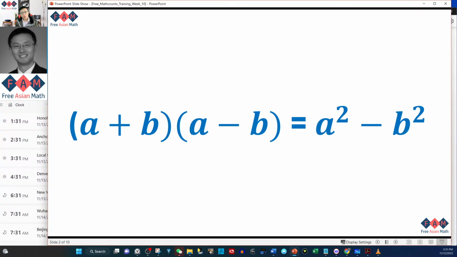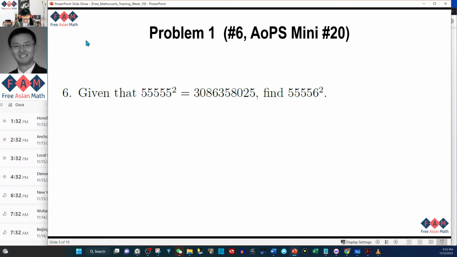If we go from the right to the left, this is called factorization of the polynomial a squared minus b squared. This is so fundamental. Everybody should firmly understand why this is true and use this formula in both directions just as easily. It will have very broad applications. So let's take a look at our first problem.